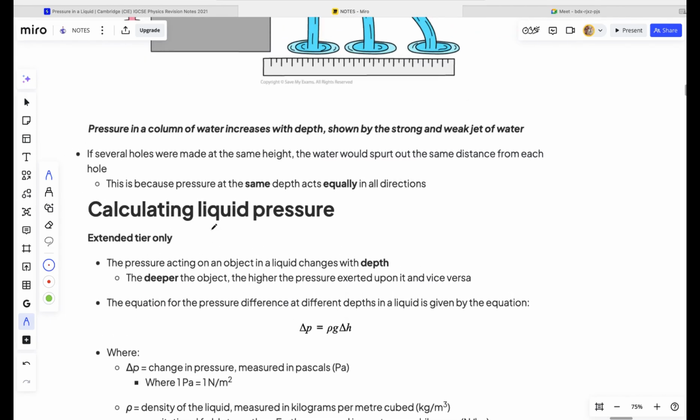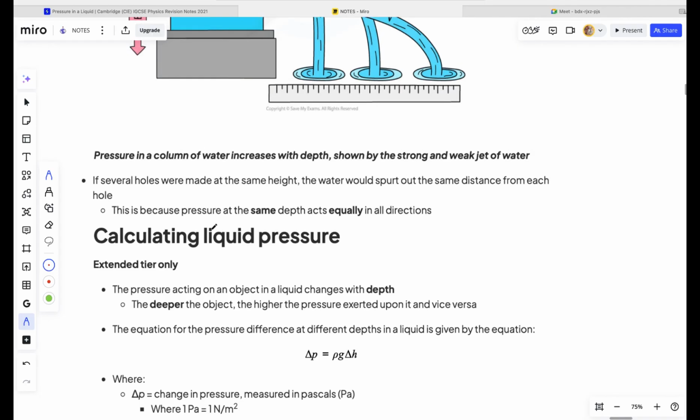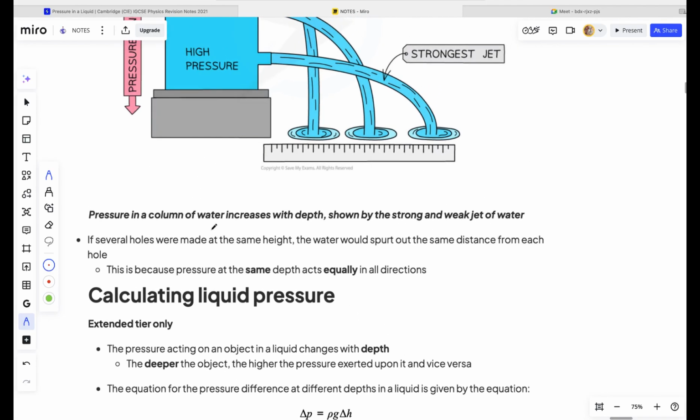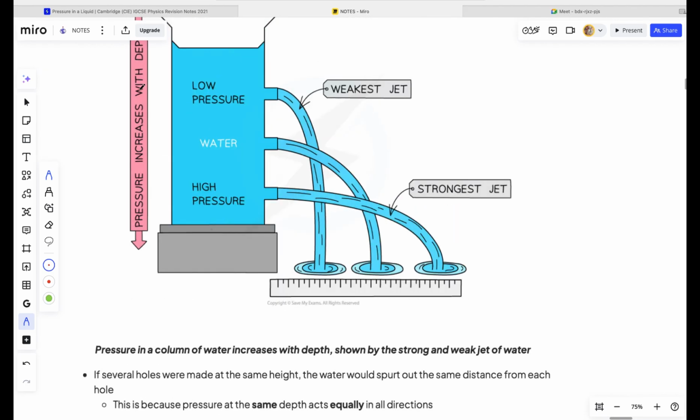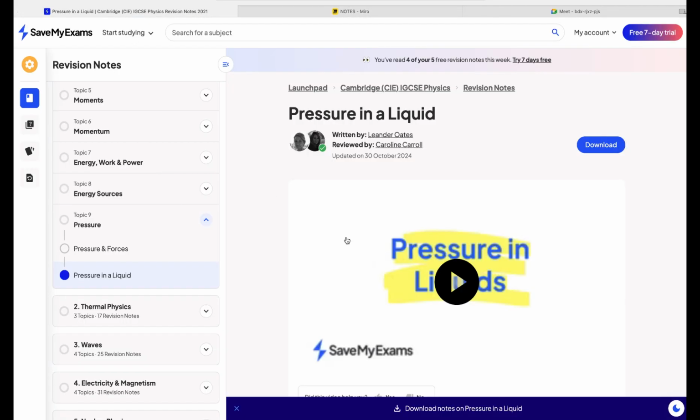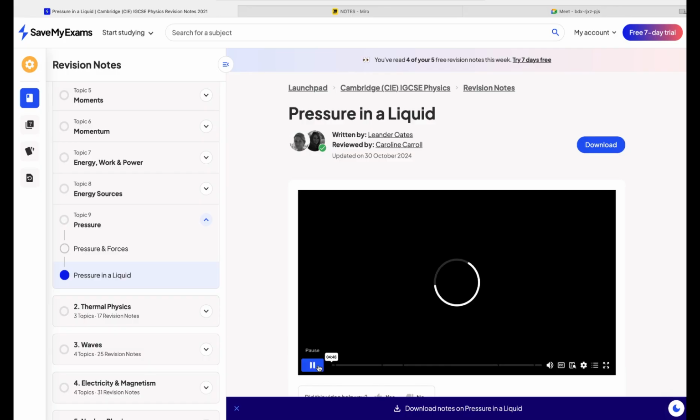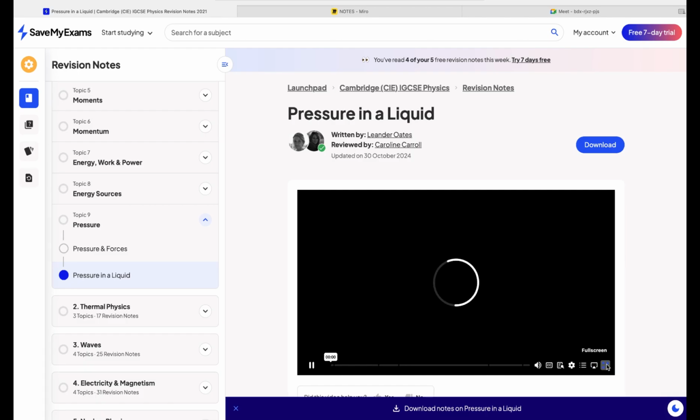Now before we start doing the calculation of the pressures in a liquid using rho g h, density times gravity times height, let's quickly take a look at our tutorial. Is that okay? Thank you. Okay, so let's listen to our tutorial.